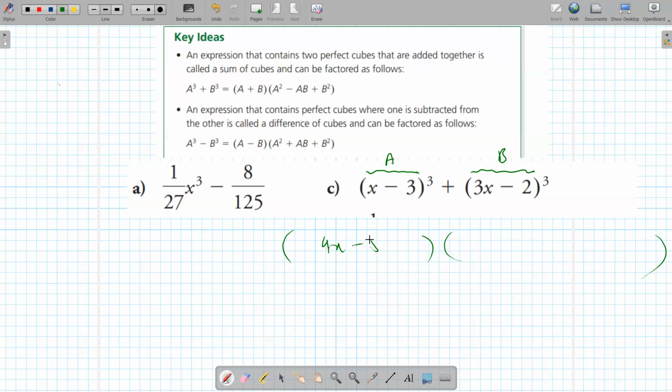4x minus 5. And now we look at this a squared. A is x minus 3. So it's simply going to become x minus 3 squared. Tell me what the next term is. We just did this a squared bit, and we already did this.